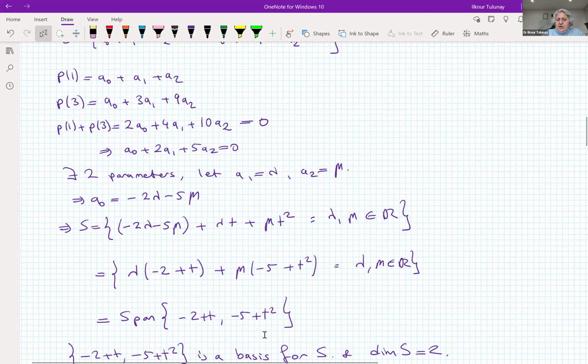There is no common factor. This one is not a multiple of this one because we have t squared here and we have t. It is impossible, right? One of them is not a multiple of the other. So these two are linearly independent.